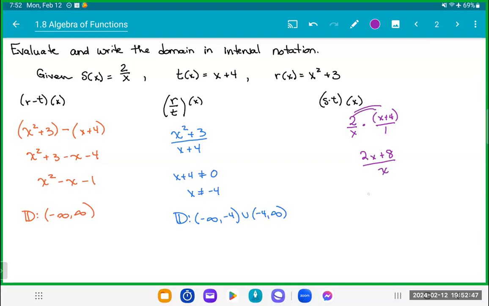Okay. Similarly, we know that x cannot equal 0. So when I'm looking at my domain, it can be everything but 0. I could go from negative infinity to 0, and I can go from 0 to positive infinity. Okay. Questions?